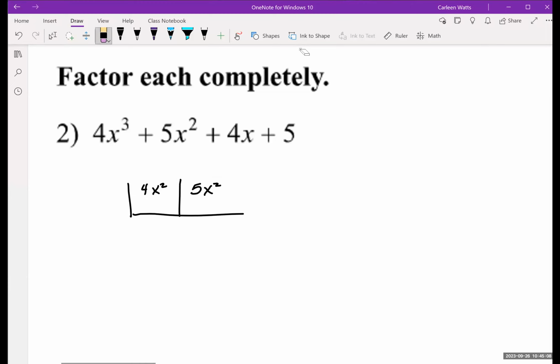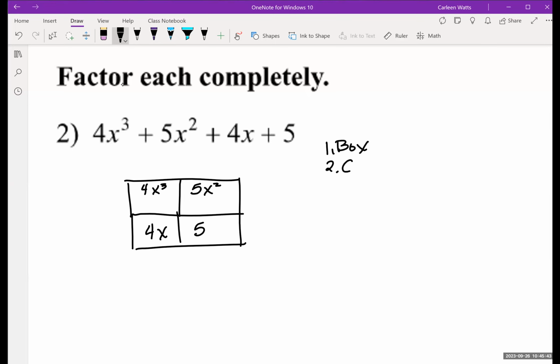Typo. Okay, make sure that's correct because I messed it up. Okay, so I have 4 terms. I have 4 spots in my box. So step 1 is the box.